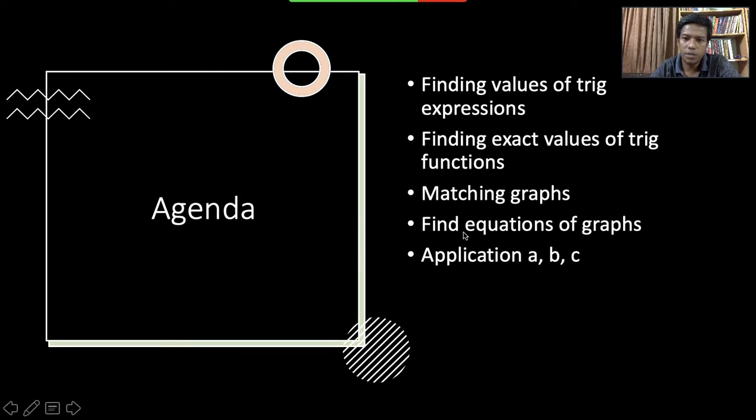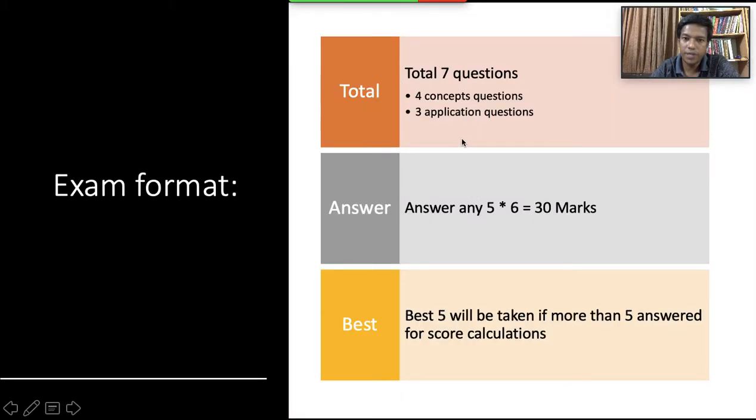So this is the format for the exam, and you are somewhat familiar with this kind of process. There will be a total of 7 questions, and for this quiz the plan is to give 4 concept questions and 3 application questions. The total marks is 30 marks, and you will have to answer at least 5 questions. If you answer more than 5, we will keep the best 5.